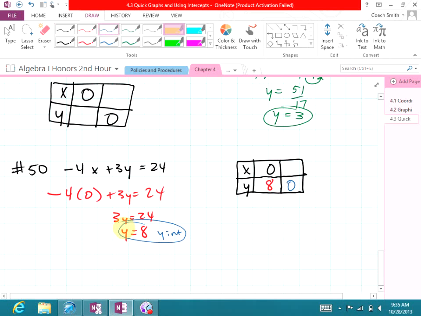So if we're looking for the x-intercept, y is equal to 0, so that gives me negative 4x is equal to 24, and x is equal to negative 6. Okay, so those are the 2 points that I have to graph.